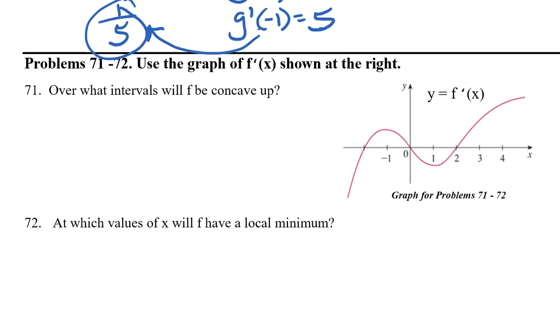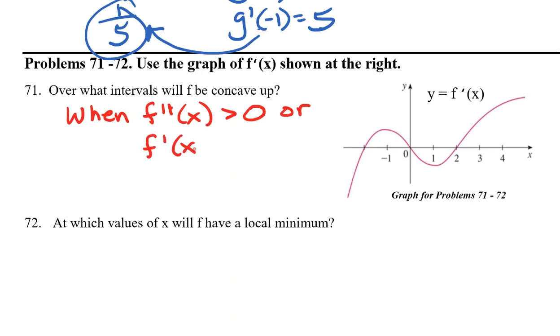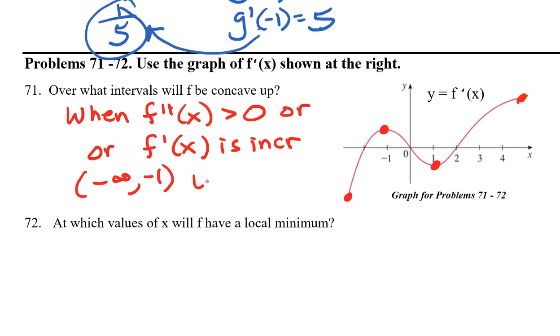On question 72, when will f be concave up? F will be concave up when f double prime of x is positive. When is f double prime positive? That would be when f prime of x is increasing. So we simply need to find the intervals where this graph, since this is f prime, so where is f prime increasing? So that would be on the interval from -∞ to -1, and the interval from 1 to infinity. And if it's multiple choice, then you would find the place that satisfies that. All right?